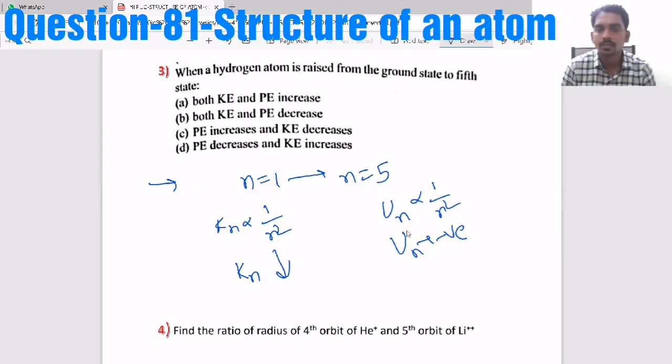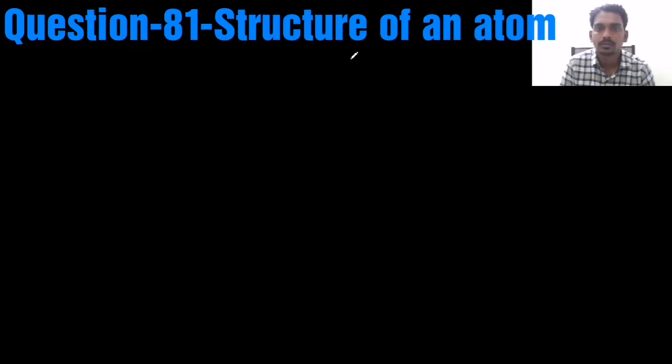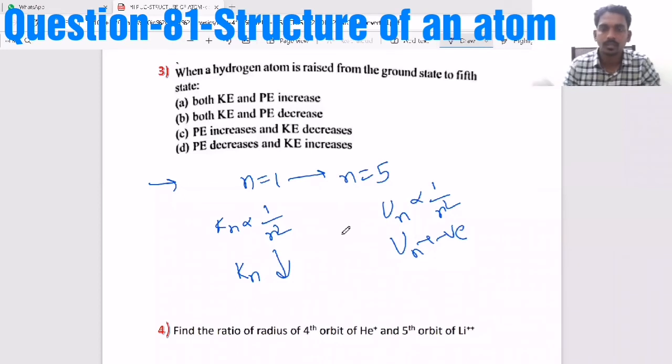So you have to understand, because the potential energy value is negative, like minus 1 is greater than minus 2. So the final conclusion is, as n value increases, kinetic energy decreases, potential energy increases.